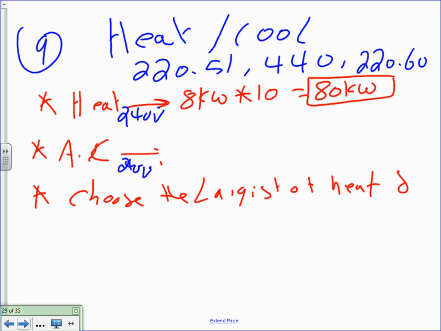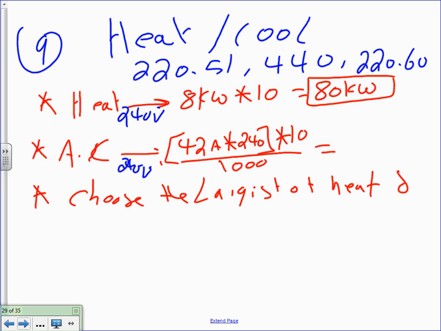The second one, guys, is what was the size of the AC? 42. So you take the 42 amps, multiply it by 240. That's the size of one AC. And since I have 10 of them, you multiply by 10, right? And since you need to convert all this into kVA, you divide by 1,000. Repeat: 42 times 240 gives me the volt amps for the one unit, multiplied by 10, all the units, divided by 1,000 because my answer has always been in kVA.